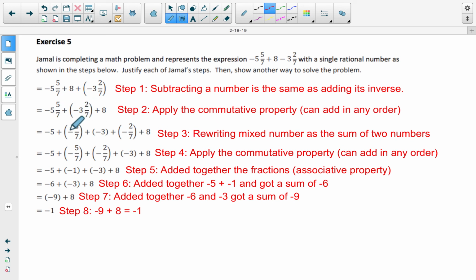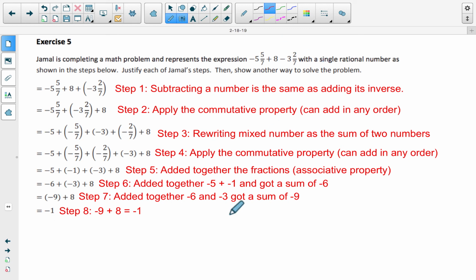Then, step 3, he rewrote the mixed numbers as the sum of two numbers, and then applied the commutative property again to write the fractions next to each other. Then he added the fractions and ended up getting -7/7, which is -1. Step 6, then he added together the -5 and -1 to get -6. Then he added the -6 and -3 to get -9. And then finally, -9 plus 8 gets -1.